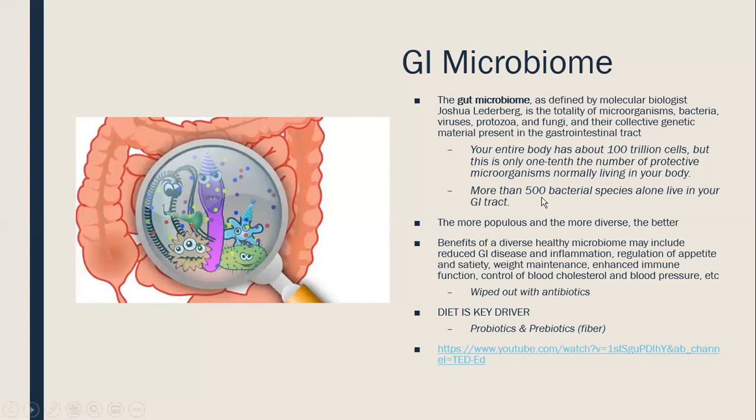Within that, there are more than 500 bacterial species in the GI tract alone, and that's actually a good thing because the more populous and the more diverse, the better. And what we find is the benefits of a diverse, healthy gut microbiome may include anything from reduced GI disease and inflammation, regulation of appetite and satiety, weight maintenance, enhanced immune function, even control of our cholesterol and blood pressure.